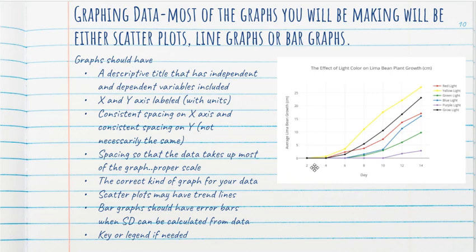Make sure that you number your things so that most of the paper is taken up. Don't just have it be a teeny tiny little corner of the graph paper. Connect dots if that makes sense. And if it's data where we are able to calculate standard deviation, then you should include error bars. And if necessary, things should be labeled, or you should put a key or a legend, if that is appropriate.